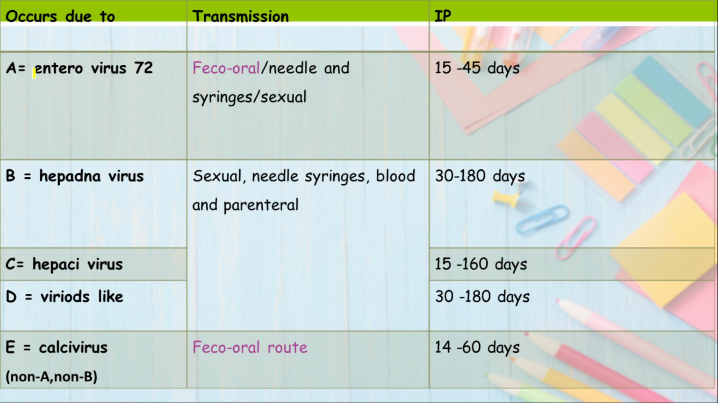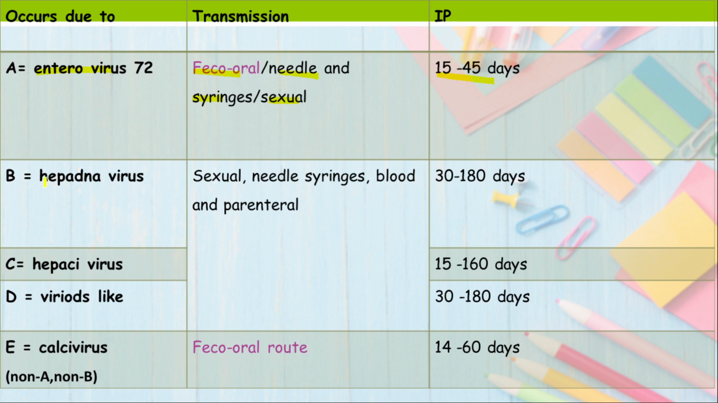virus. So first is hepatitis A. This is also called enterovirus. Be clear, it is also called enterovirus, and the transmission is through fecal-oral route, needle or syringes, and sexual transmission. So be clear, it will occur through the fecal-oral route and also through sexual and needle transmission. Okay. Then comes the incubation period. This is also more and more important. It is from 15 to 45 days.